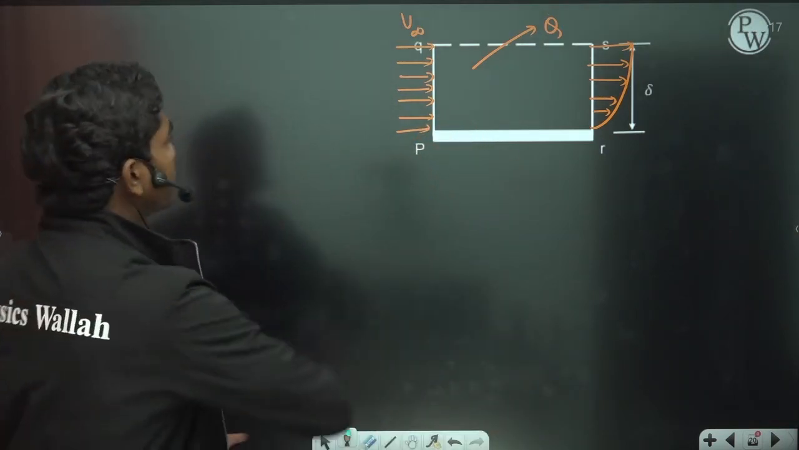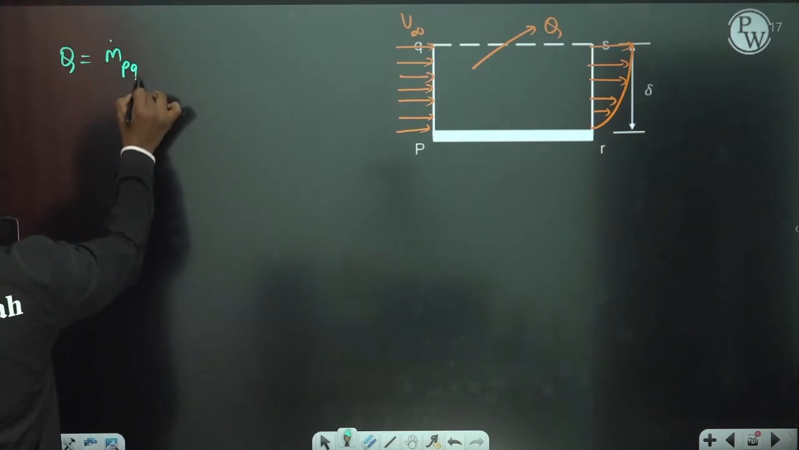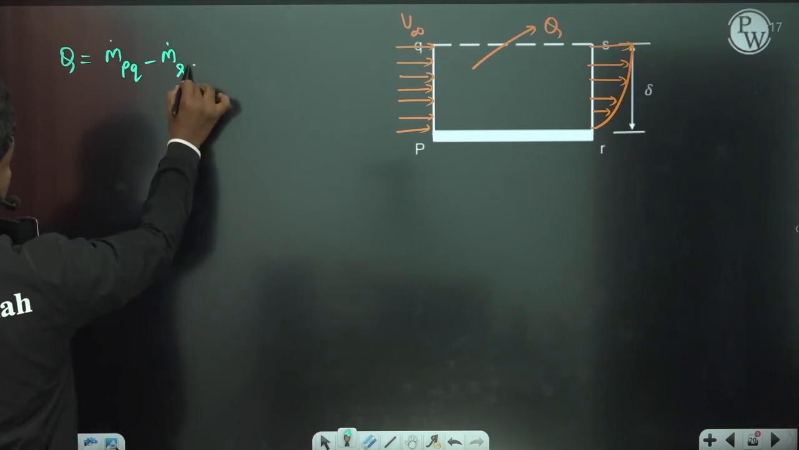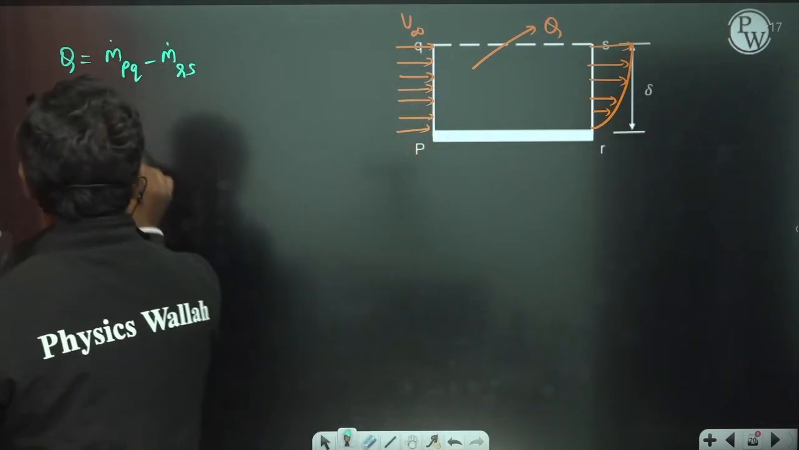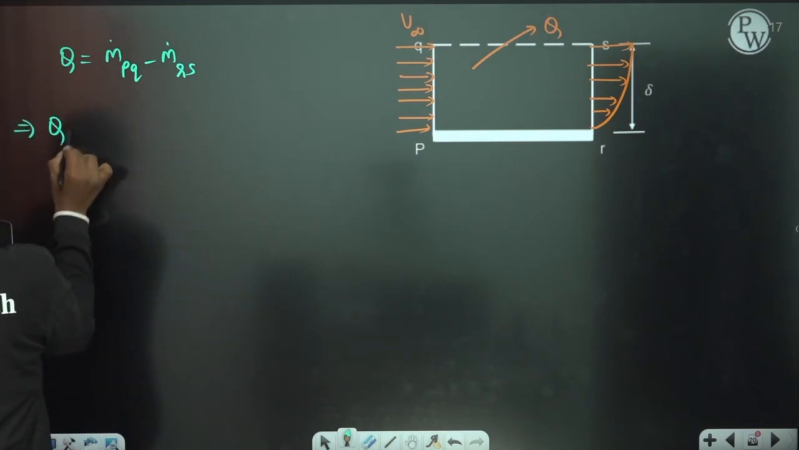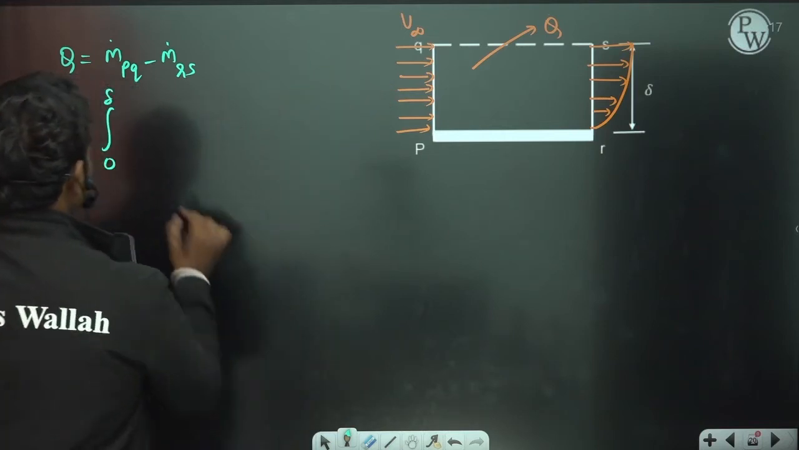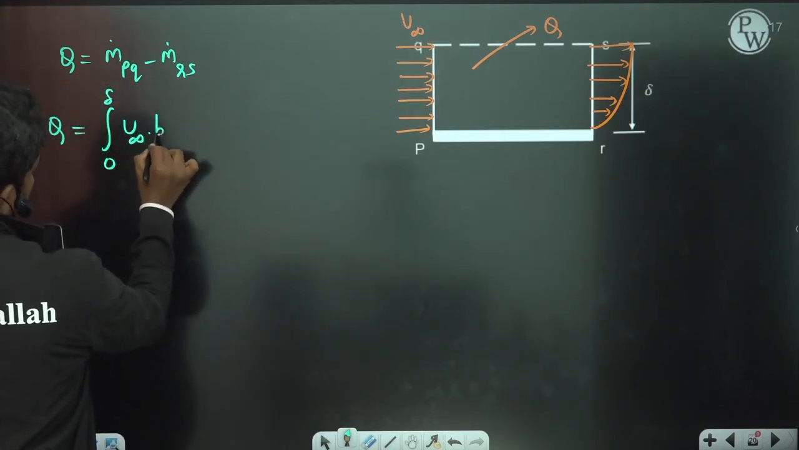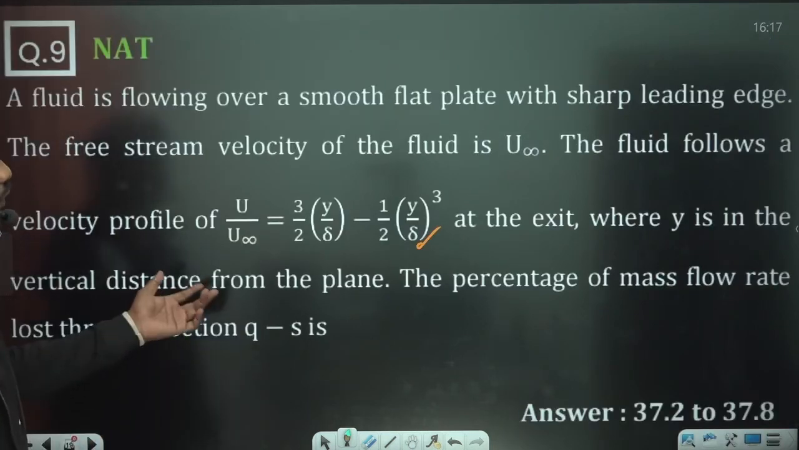and we have done this question many times, even in differential analysis when we go for the mass conservation. Okay, so Q is nothing but the mass flow rate through PQ minus the mass flow rate through RS. Now if you see, this implies Q is equal to integral 0 to delta, where the velocity is uniform, so u infinity into b dy. Let us suppose the width of the plate is b.